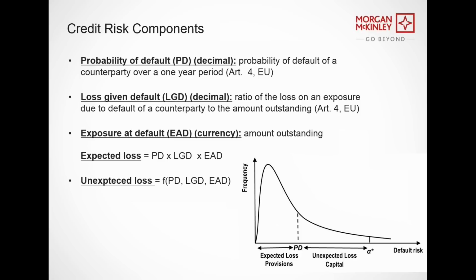These are three key risk parameters, and they are then combined to quantify both the expected and the unexpected loss. The expected loss represents the long-term average loss. It can just be found by multiplying the PD and the LGD and the EAD.